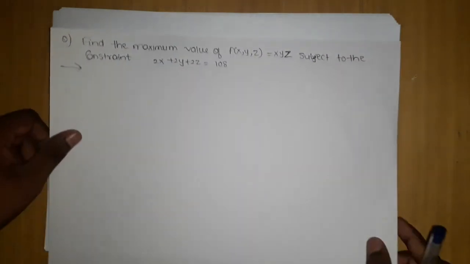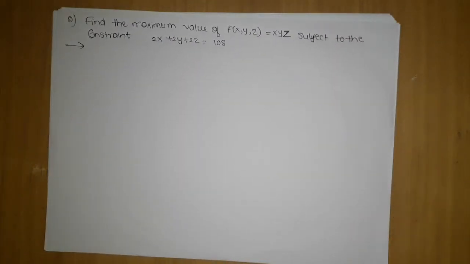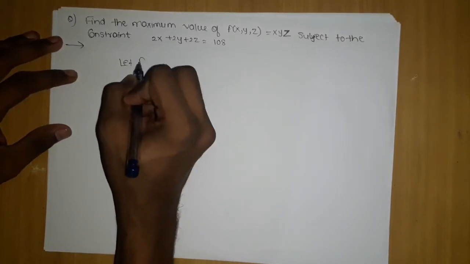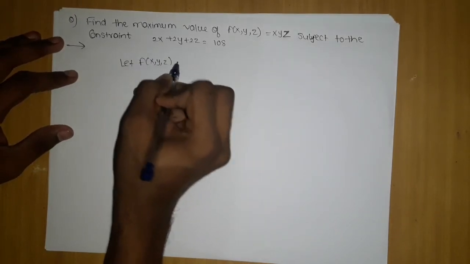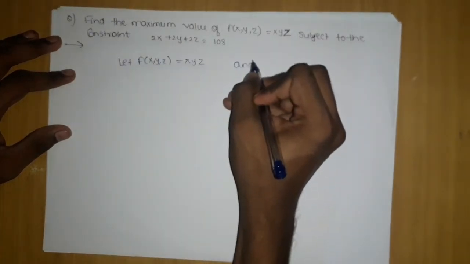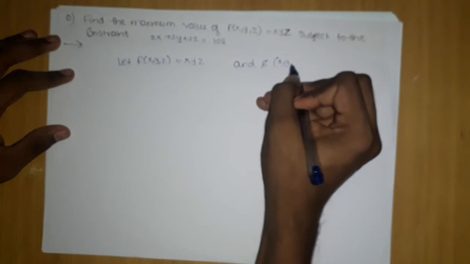Now let's move on to the next question. Find the maximum value of f(x, y, z) = xyz subject to the constraint. Okay, so here they have directly told you what you have to do. So let f(x, y, z) = xyz, they have given you, and we know phi xyz.